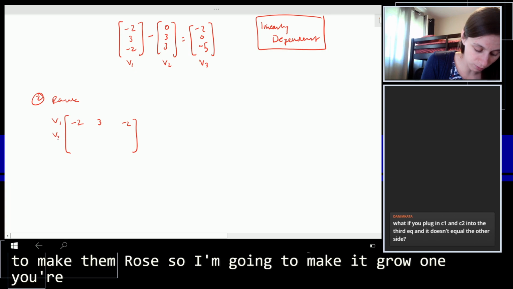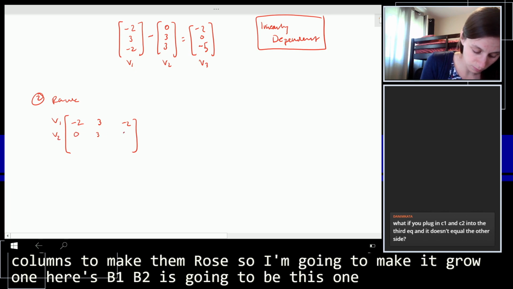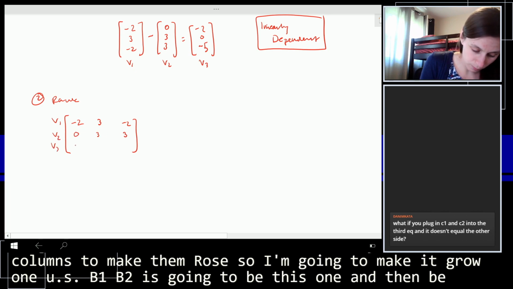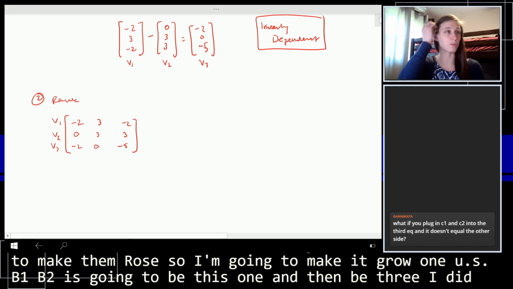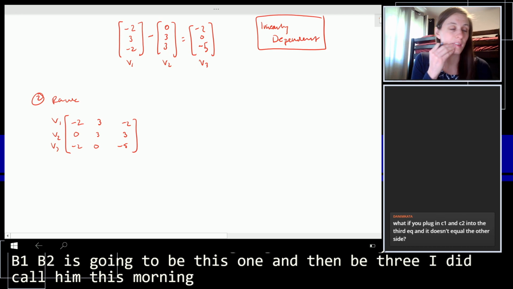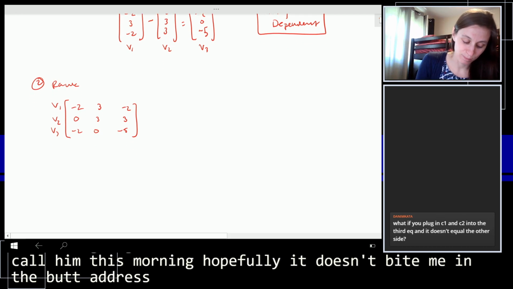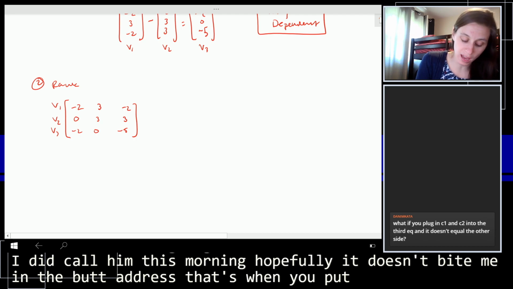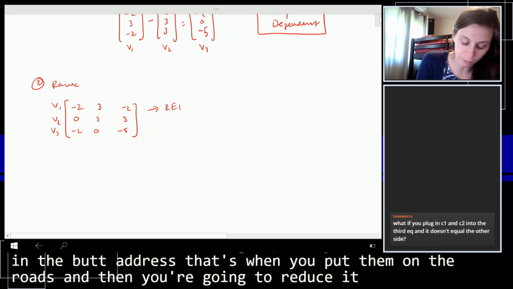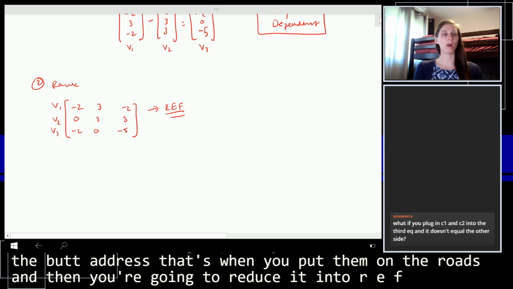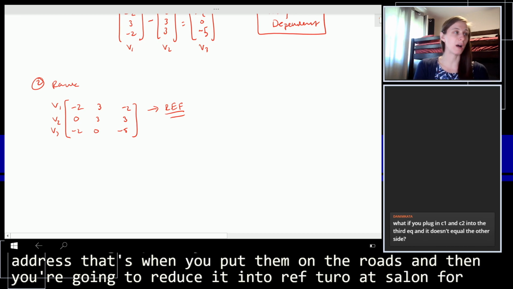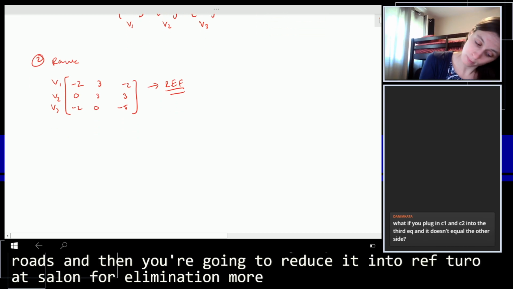So here's V1, V2 is going to be this one, and then V3. I did columns this morning. Hopefully it doesn't bite me in the butt as rows. Okay, so you put them all into rows, and then you're going to reduce it into REF, row echelon form. You're going to do Gauss elimination more or less.